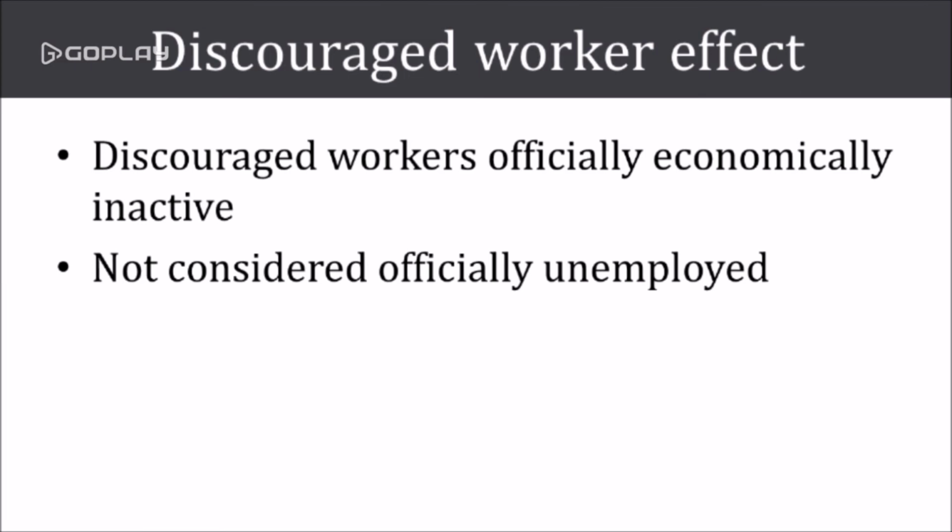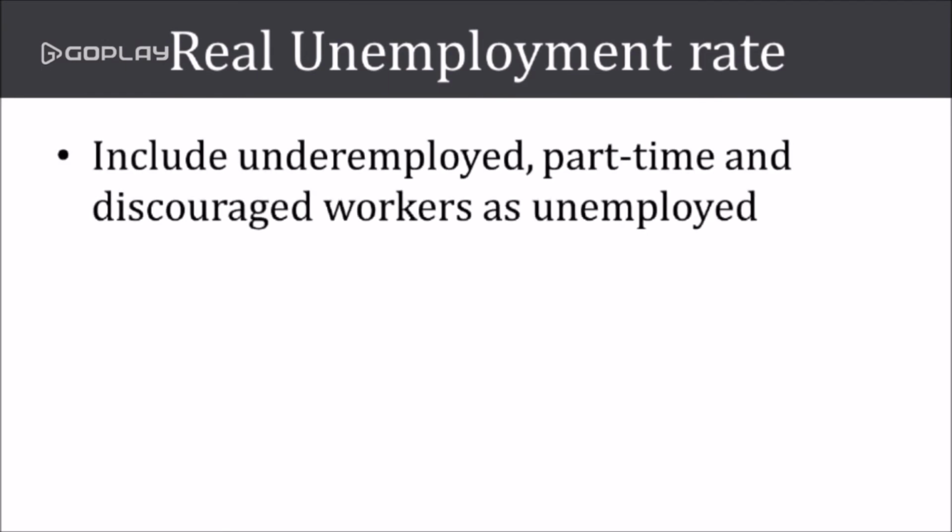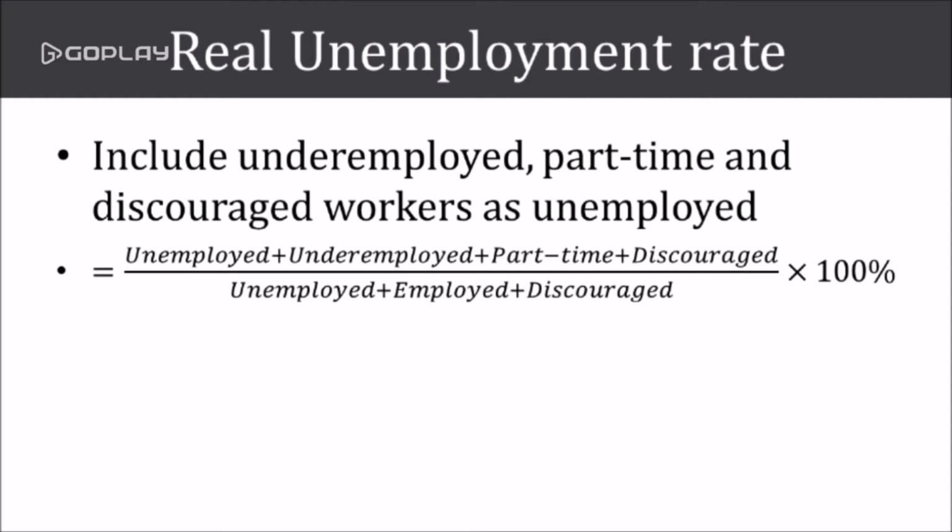These three groups of people do not reflect the current unemployment situation because they are excluded from the official unemployment rate. We will count the underemployed, part-time, and discouraged workers as real unemployed. So this is the formula for the real unemployment rate: the unemployed plus the underemployed plus the part-time workers plus the discouraged workers, divided by the unemployed plus employed plus discouraged workers, multiplied by 100%.